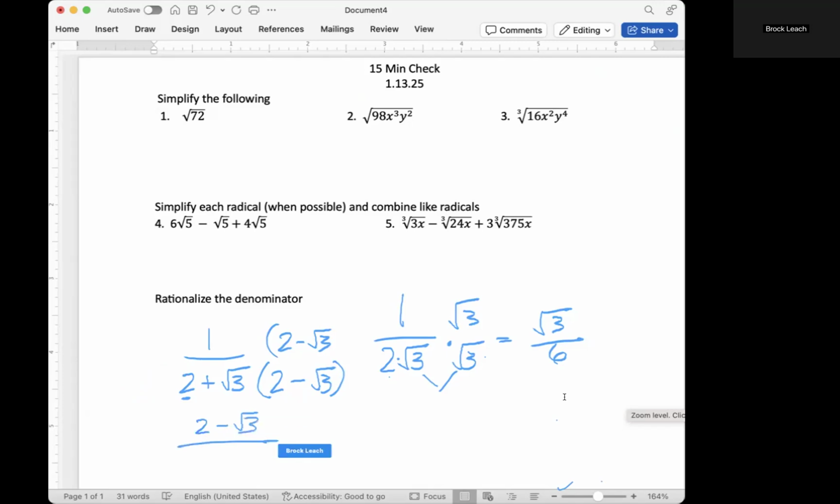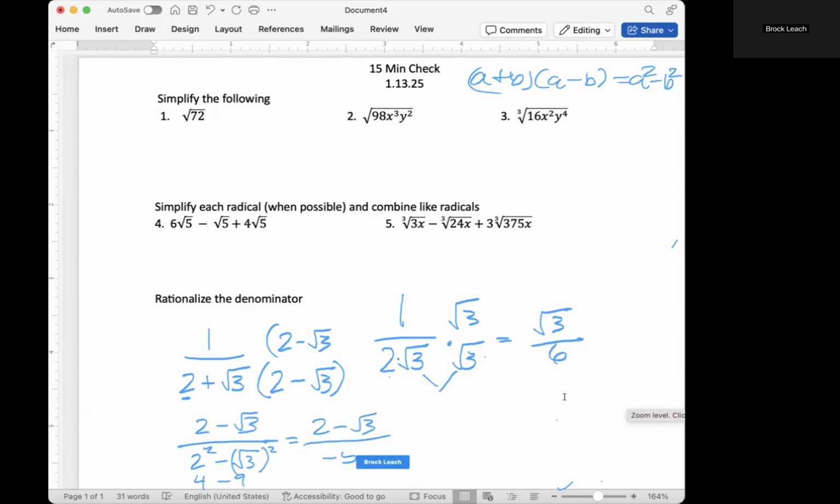On the bottom, don't torture yourself by going through the whole FOIL process. Just remember that a plus b times a minus b, so same numbers added and subtracted, results in a squared minus b squared. And so that's going to be 2 squared minus square root of 3 squared, which is 4 minus 3, so 1.